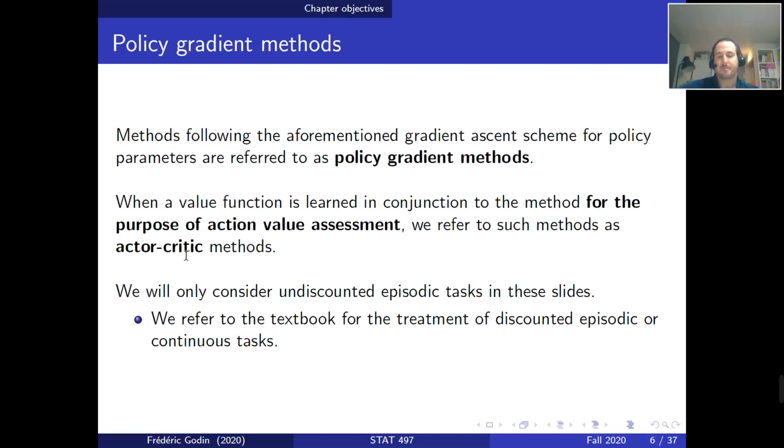For this set of slides, we're only going to consider episodic tasks that are undiscounted, so we'll consider no discount factors. If you want to learn more about the general case, continuing tasks that are most likely discounted, please refer to the textbook for a discussion of these. We won't have time to tackle the continuing tasks.